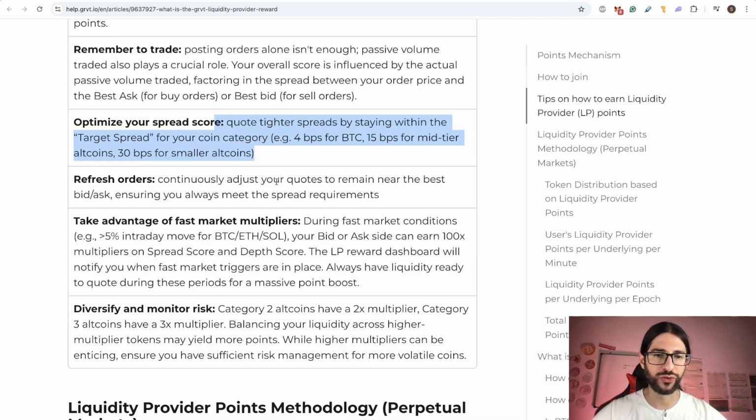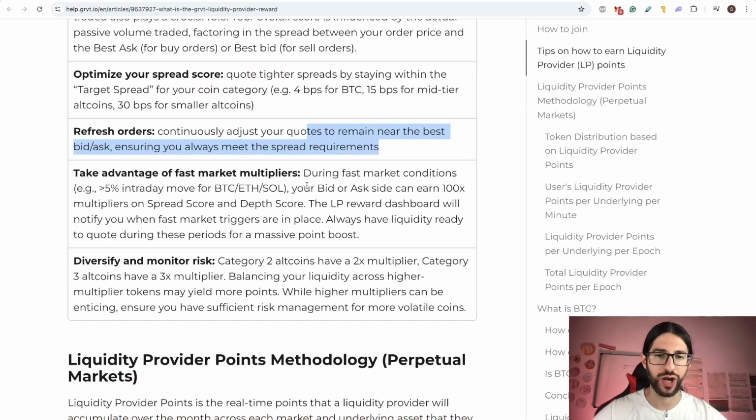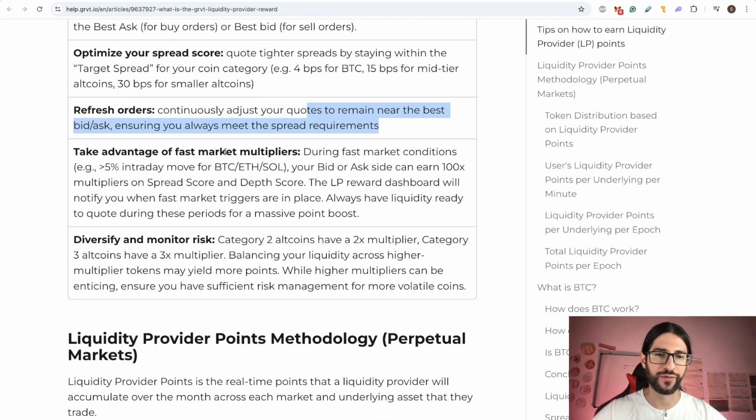Refresh orders: continuously adjust your quotes to remain near the best bid and ask, ensuring you always meet the spread requirements. So basically keep an eye on your orders. Take advantage of the fast market multipliers. This is not easy to get, but if there are very hard market conditions and you are trading in them, then you may get some of these market multipliers. That also will depend on the category of tokens that you are trading, and your bid or ask side can earn 100x multipliers on spread score and depth score. The liquidity pool reward dashboard will notify you when fast market triggers are in place.